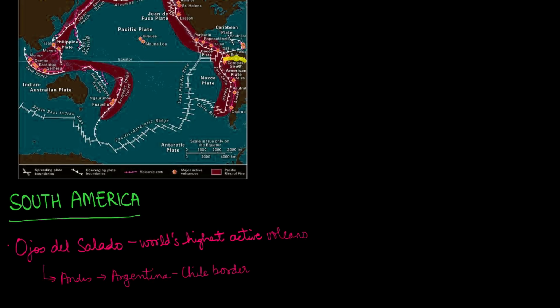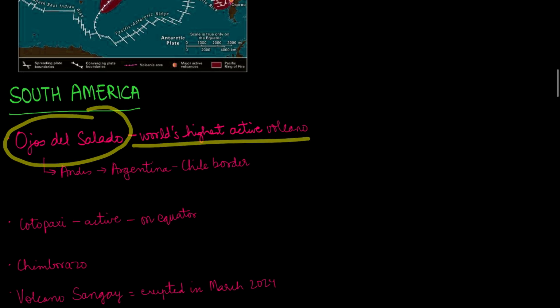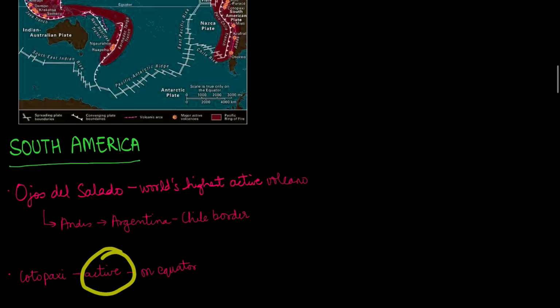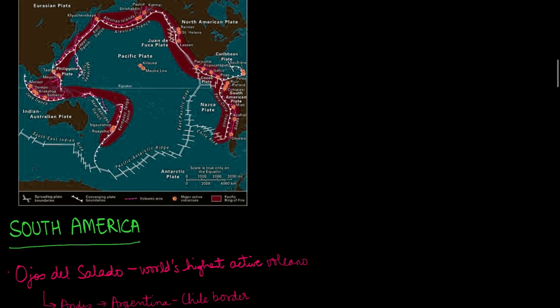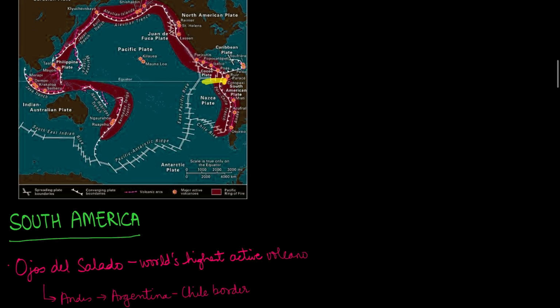We have Cotopaxi over here. You could have a representation of it in the Andes near the Argentina-Chile border. It is Ojos de Salado, which is the world's highest active volcano. Then Cotopaxi. Cotopaxi is also active, and it is nearly on the equator. You can see this is Cotopaxi, and it is nearly on the equator.